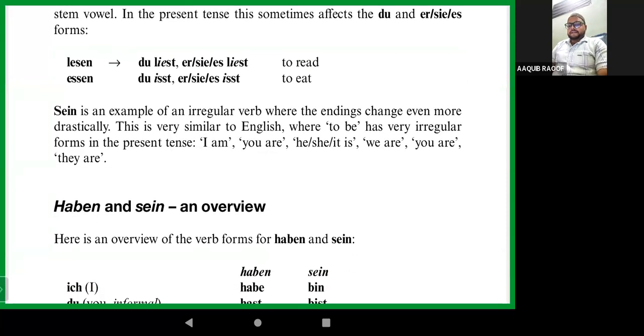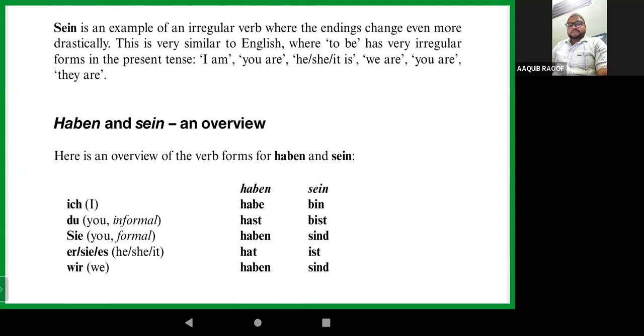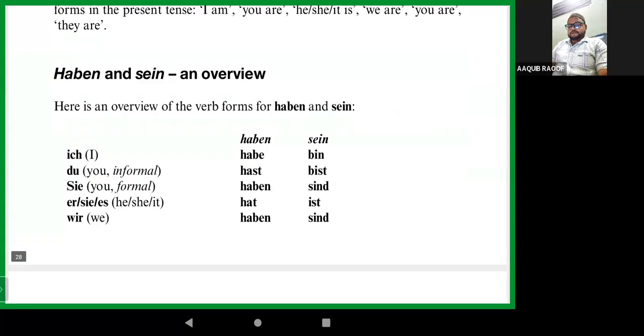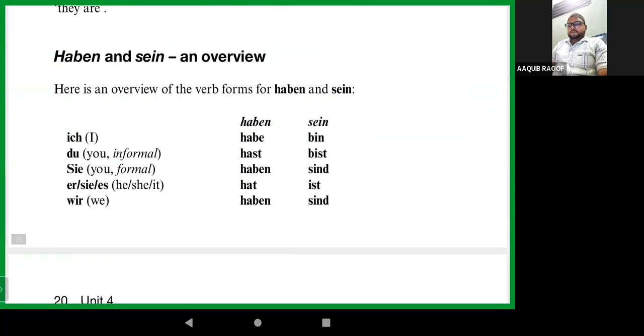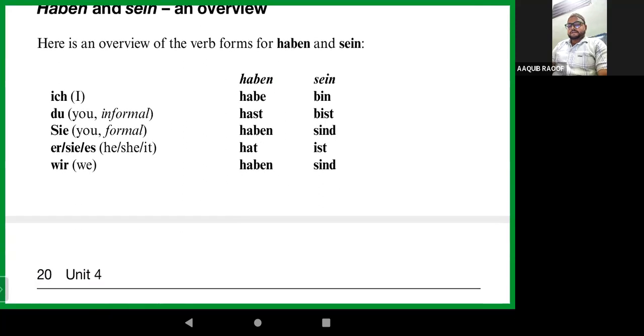Now, sein is an example of an irregular verb where the endings change even more drastically. This is very similar to English, where to be has very irregular forms in the present tense. I am, you are, he, she, it is, we are, you are, and they are. Let's see the overview of haben and sein. Here is an overview of the verb forms for haben and sein.